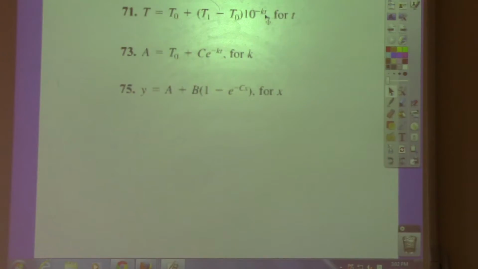And that's negative KT right there. And this is negative CX right there. On these type problems, you have to know your logarithmic rules, but before you even start the problem, you've got to know how to do what? Algebra.